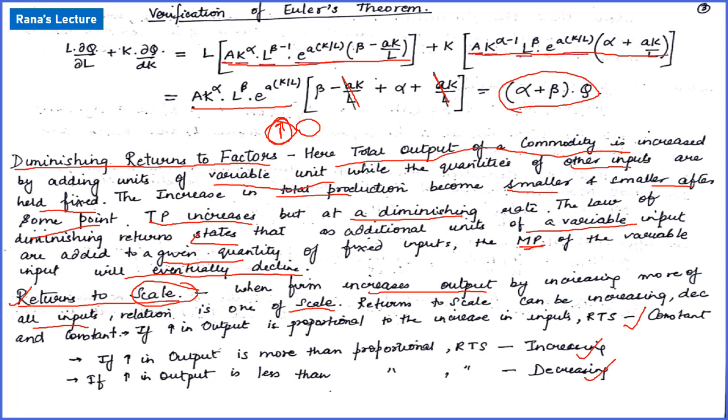When will it be constant? When your output is increasing in the same proportion in which you are increasing your inputs, that will be constant returns to scale, right? When your output is increasing more than proportional, that will be increasing. The rate at which your output increases is more than the proportionate increase in inputs. This is known as increasing, and decreasing is opposite to this. When the increase in output is less than proportionate, then this is known as decreasing returns to scale, right?